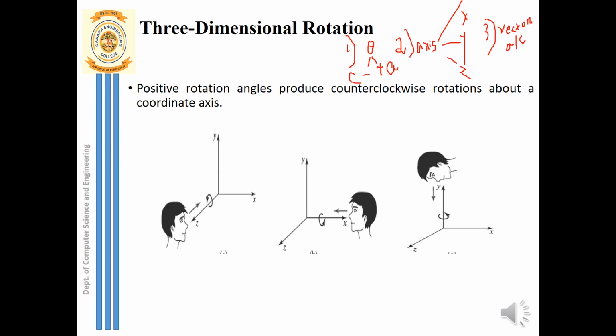Now you can see the viewer is in front of the x-axis, so the object will be rotated along the x-axis. Now the viewer is looking upward from the top direction, and you can see that the object is rotated along the y-axis. So these are the three axes of rotation: x-axis, y-axis and z-axis respectively.